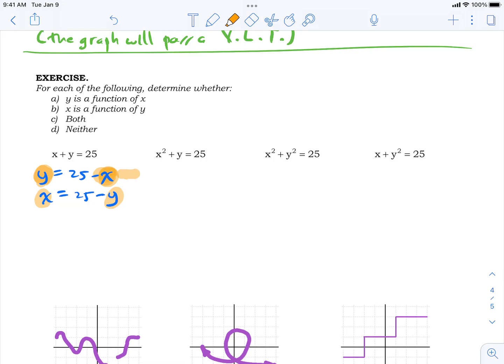So up here, no matter what x you plug in, you get the same value of y. y is a function of x. y is determined by x. x is independent. It tells you the y. Here, it's the opposite. You plug in a value for y, it tells you the x. x is a function of y. It worked. So the answer to this one is both.